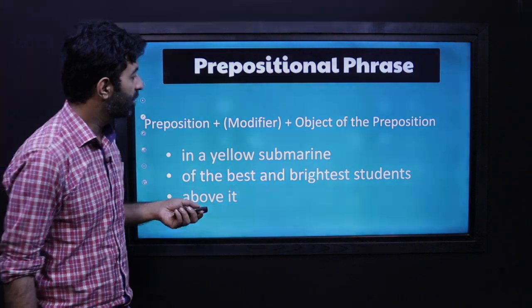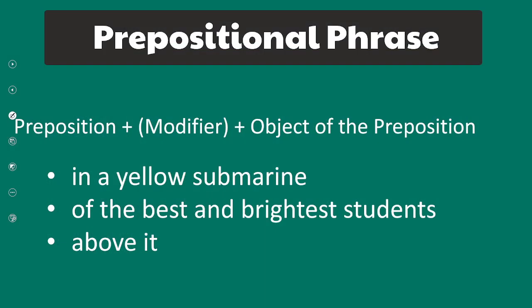Now, let's look at this over here. This is a prepositional phrase. All of these. First, we have a preposition. Then we have modifiers. Yellow, best. And then we have our object, submarine or brightest or students. So in a yellow submarine, in is our preposition, yellow is our modifier, this is our article, and then we have the object of the preposition, which is a noun.